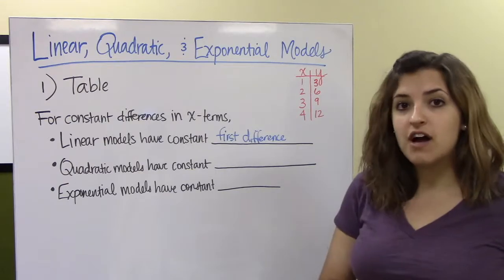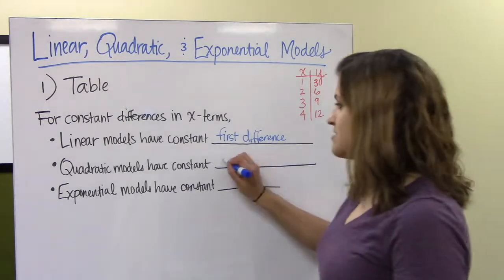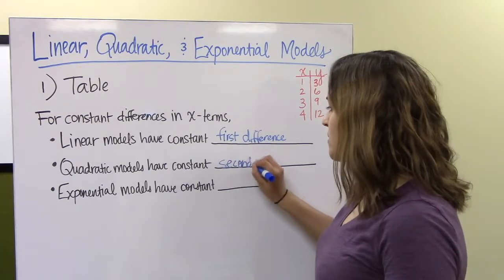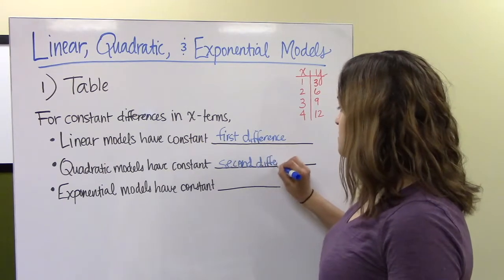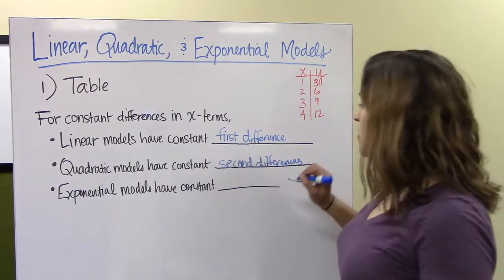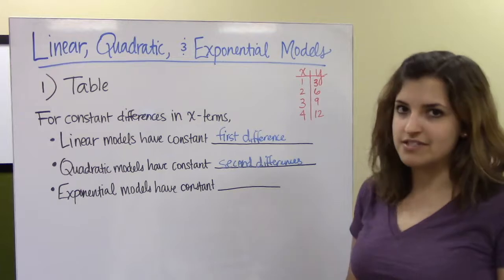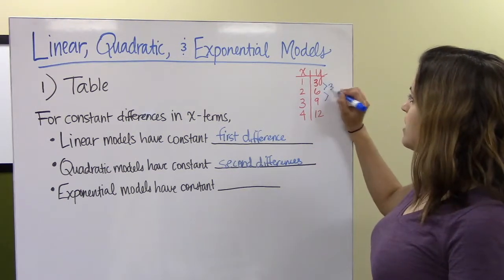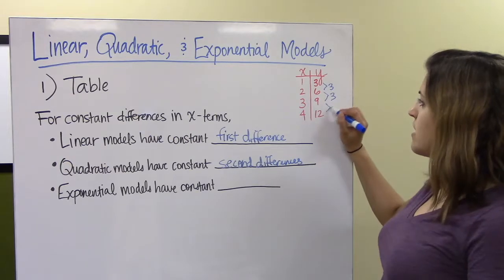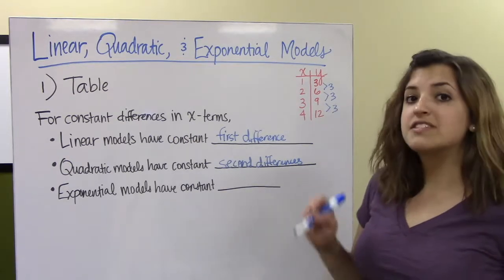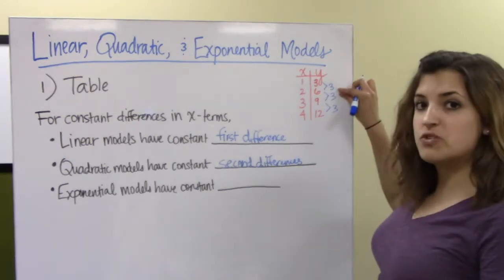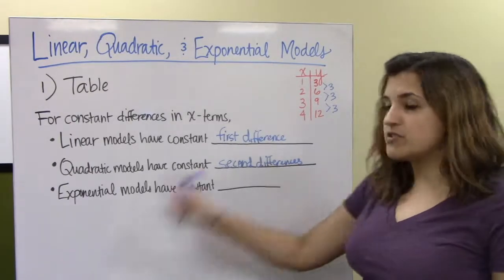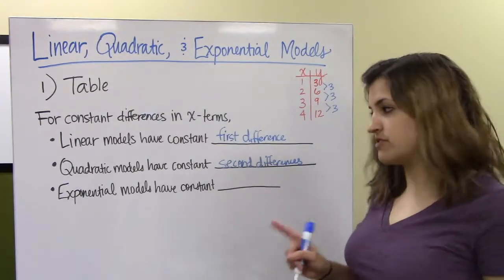Quadratic models have constant second differences. And I know we've seen this before, but it might have been a little while. So second differences are the differences between the differences. So that's like, here we have plus 3 and plus 3 and plus 3. Our second differences would be the differences between those. Quadratic models will have constant second differences.